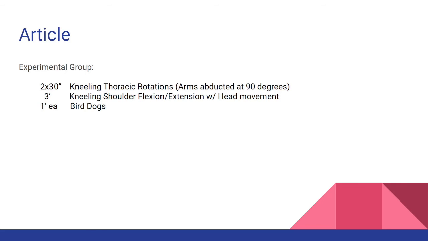For exercises in the experimental group, they will be consisting of 2 sets of 30 seconds of kneeling thoracic rotations on a pillow or an AirEx, arms abducted at 90 degrees, 3 minutes of kneeling shoulder flexion extension with head movement, same on a pillow or on an AirEx, and 1 minute each of bird dogs.